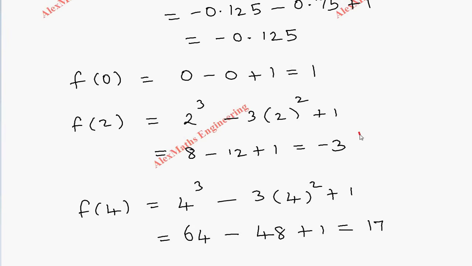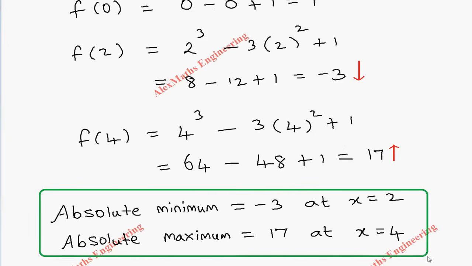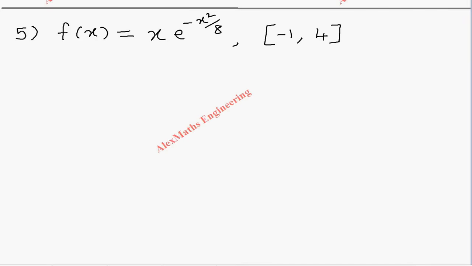The smallest is minus 3 and the largest is 17. We can conclude absolute minimum equal to minus 3 at x equal to 2 and absolute maximum equal to 17 at x equal to 4. Next problem, question number 5.